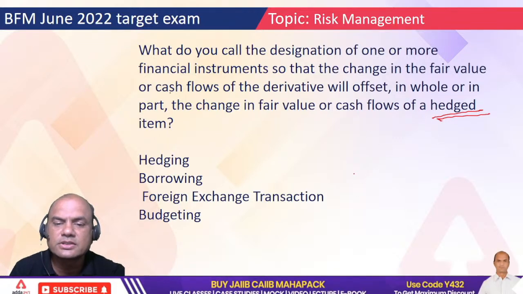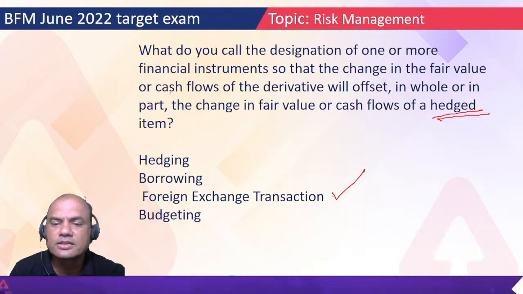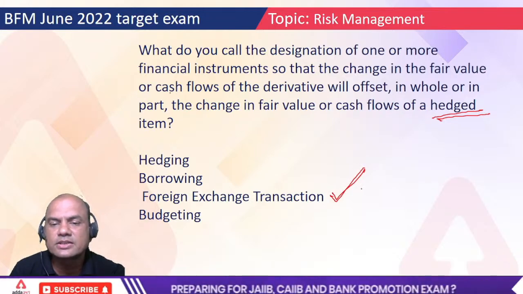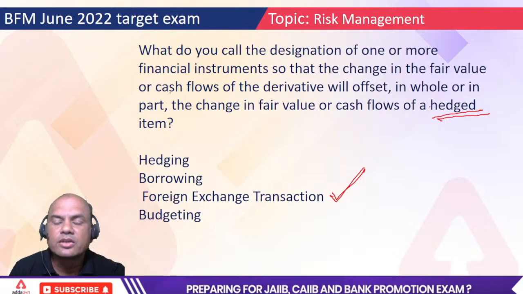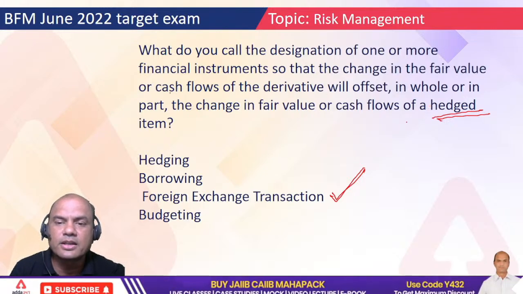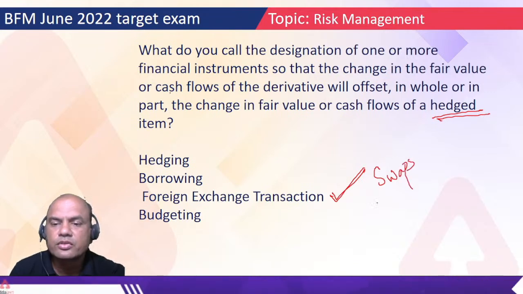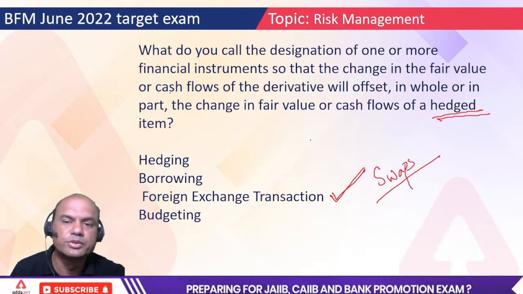These are known as foreign exchange transactions, right? What are these foreign exchange transactions? For hedging, so that they offset the thing, that is known as swaps, generally swaps. Okay, swaps, these are the best instruments used for offsetting the cash flows.